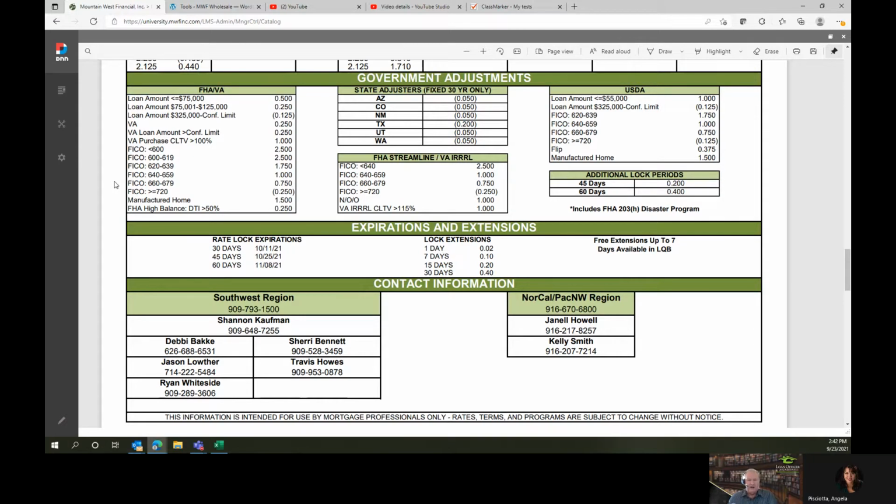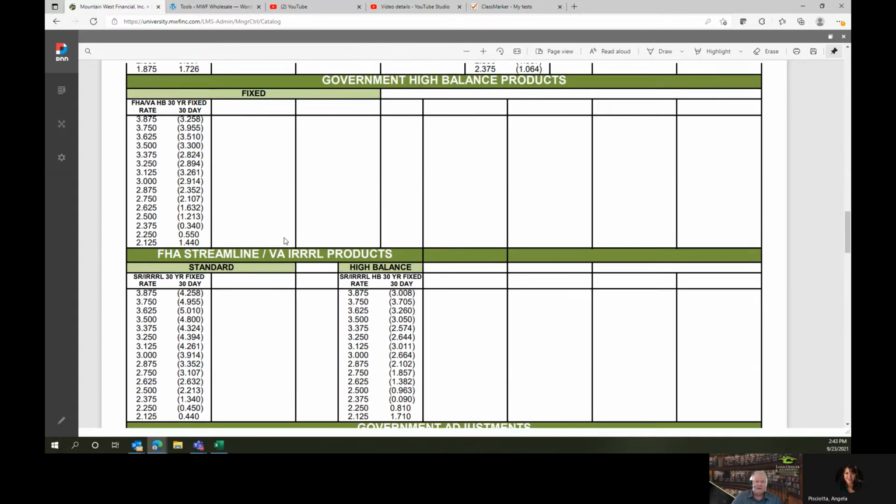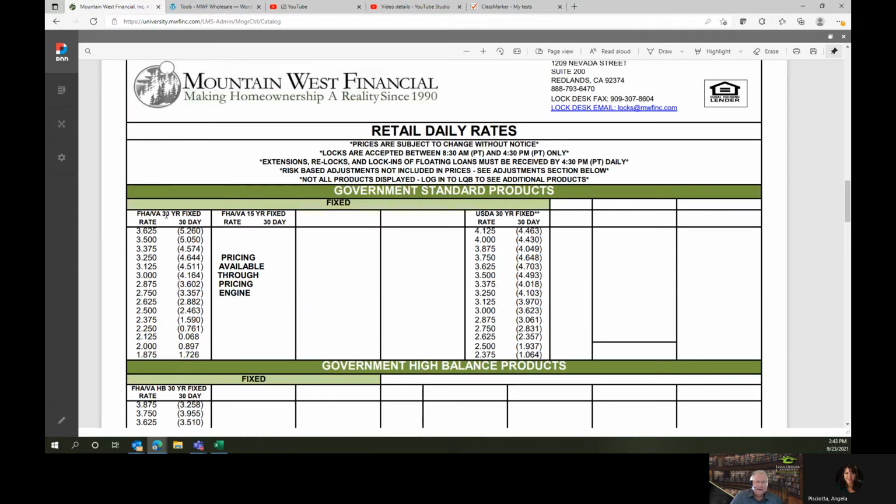If it is a credit rebate, we do ask you to put it in parentheses so we know that you know that it's a credit or rebate versus a cost, which would not use parentheses. Okay, so now that we have our adjustments of 0.875, we're going to go back up top on this rate sheet, and we're going to go to that pricing grid at the top left. We know we're on the right rate sheet. It says government standard products, and then the heading in that grid says FHA VA 30-year fixed. We're going to assume 30-year fixed on all of our loan scenarios. So right there, we're going to use that grid.